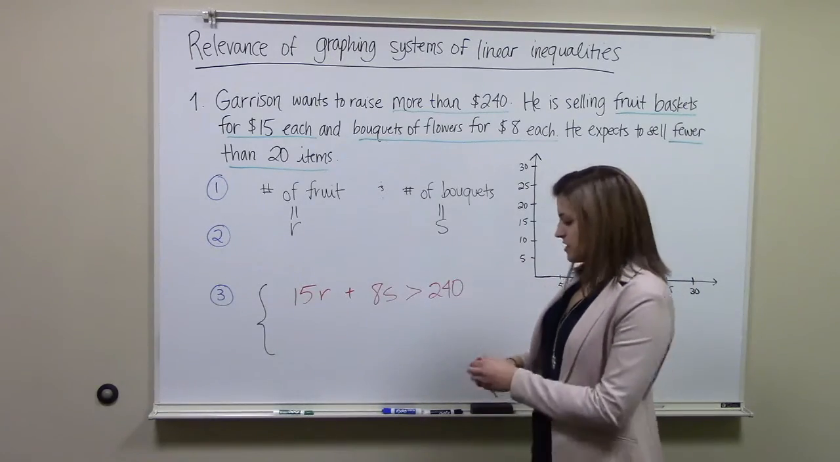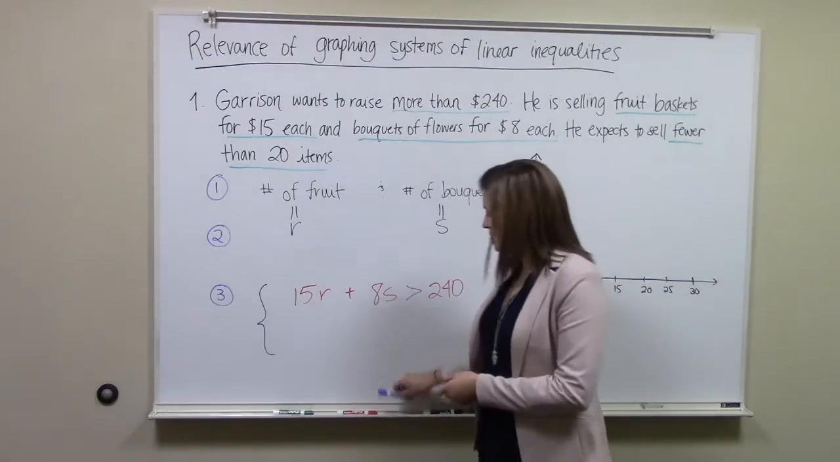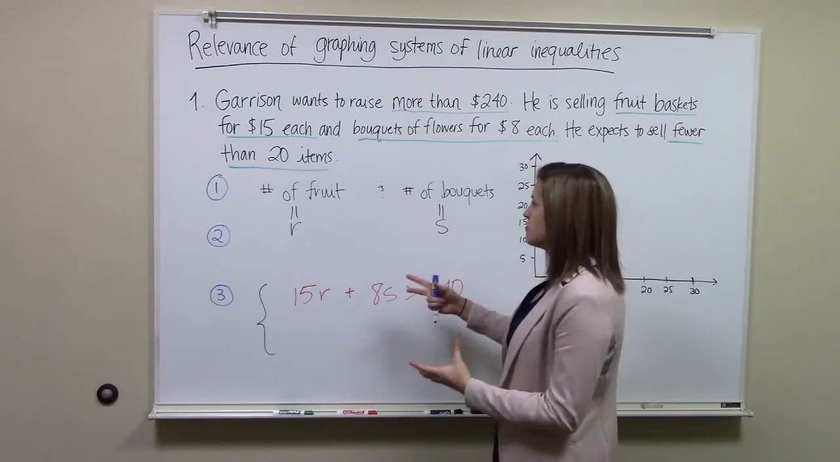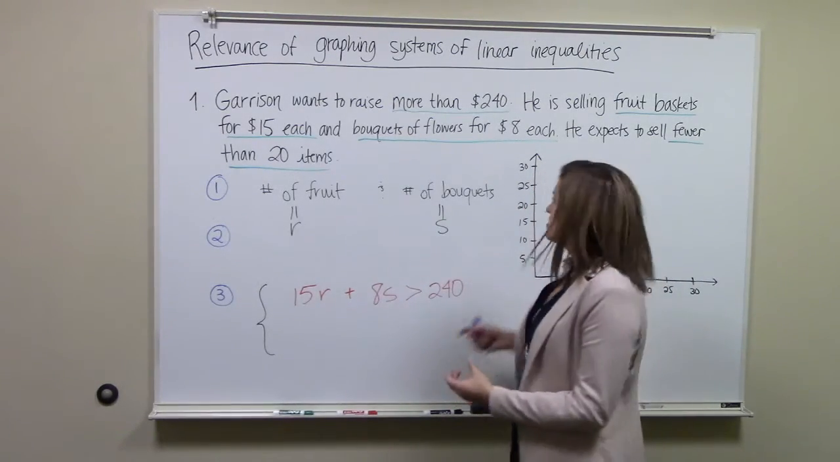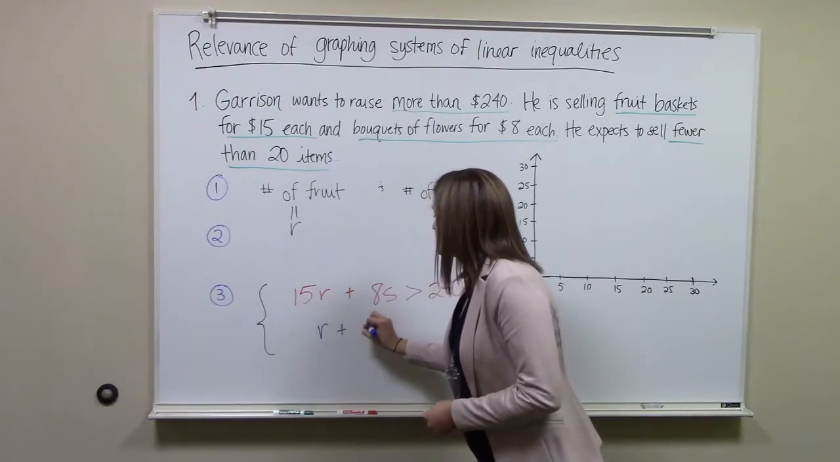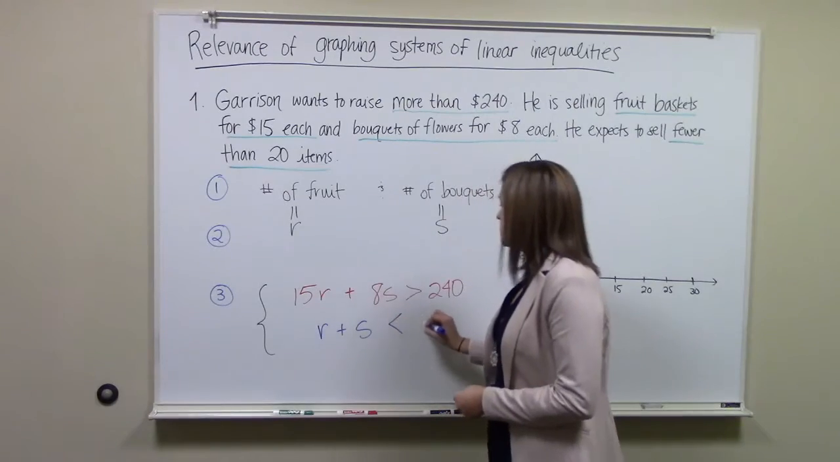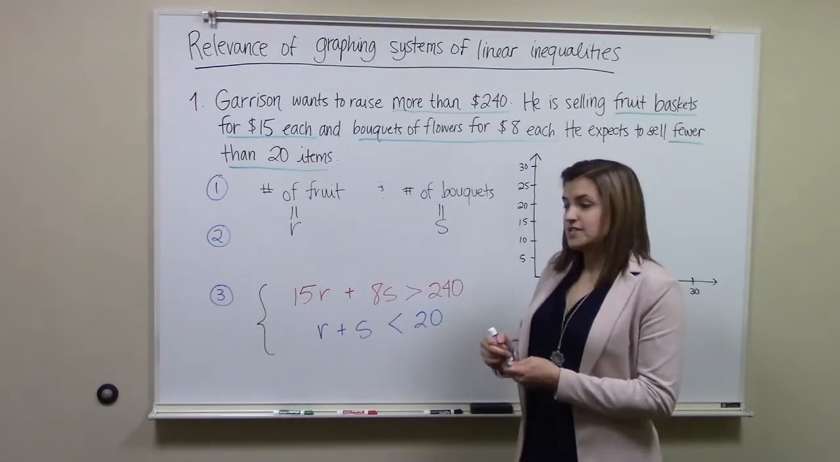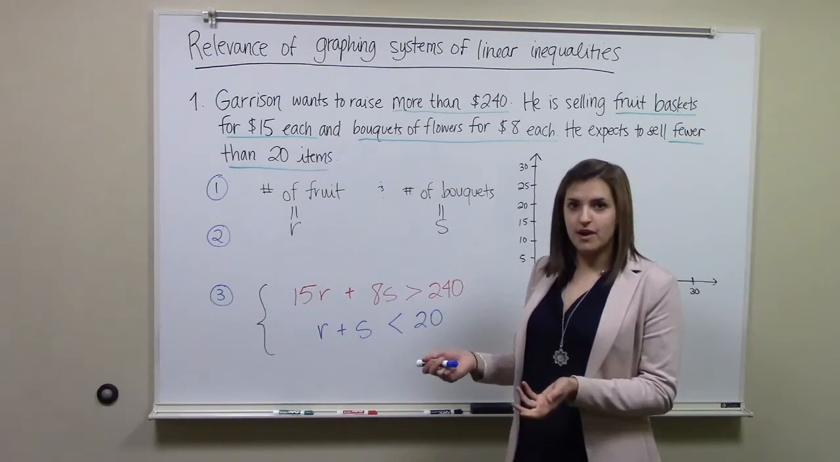Now for my second inequality, which I'm going to do in blue, I want all of my items added up, so all of my fruit baskets and all of my bouquets of flowers, to be fewer than 20 items. So R plus S is going to be fewer than, or less than, 20 items. All right, so now that I have my linear inequalities, I can graph them.